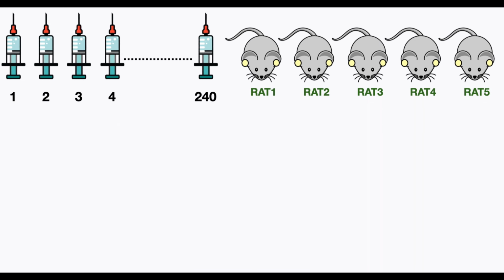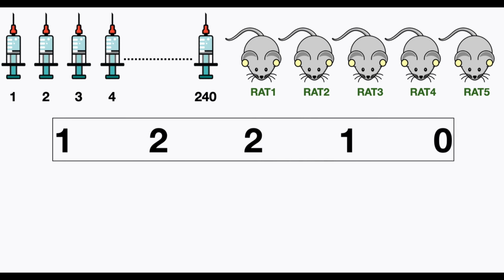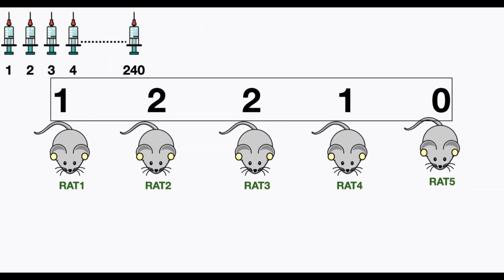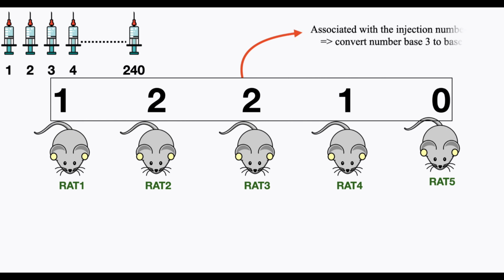Now what are we going to do with this? Each place in the 5-digit number corresponds to each rat. Let's take the injection 12210. Here the leftmost digit, that is 1, corresponds to rat 1 and the rightmost digit, that is 0, corresponds to rat 5. A rat that is assigned the number 1 will be given that injection on day 1, that is at the start of the first 24 hours. Similarly, a rat that is assigned the number 2 will be given the injection on day 2, that is at the start of the next 24 hours. And a rat which is assigned the number 0 will not be given that injection at all.